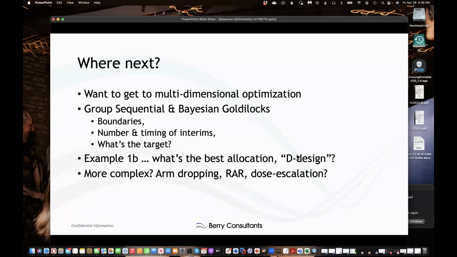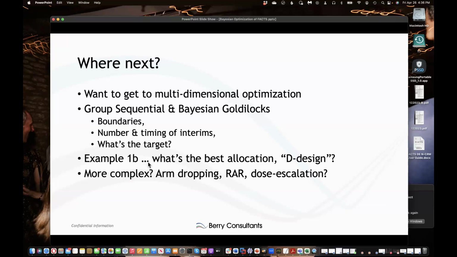I haven't got any more results to show you from this, but the area we're going next, of course, is to go to more multi-dimensional optimization. So looking at group sequential and the Bayesian equivalent, the Bayesian Goldilocks design, where we'll be looking at what's the optimal boundary for early stopping? What's the optimal number and timing of the interims? And of course, what is it we're trying to optimize?